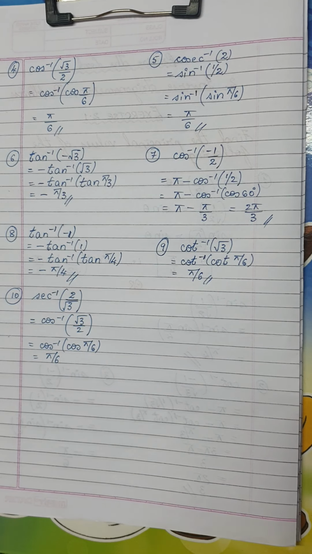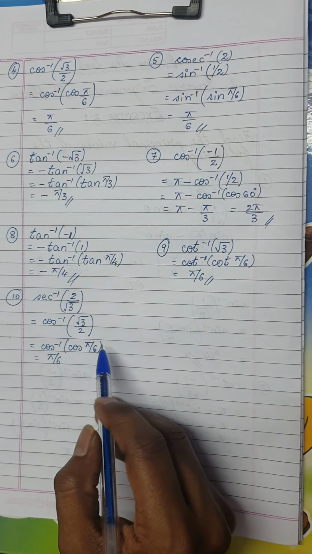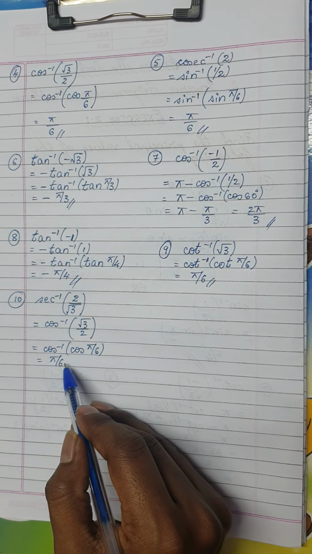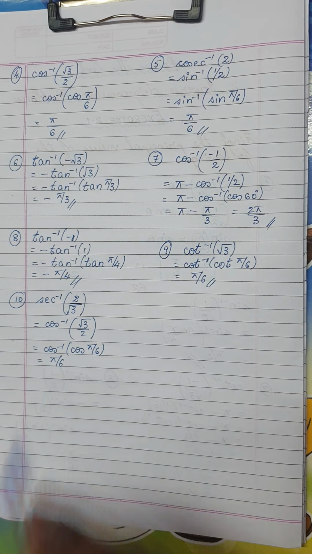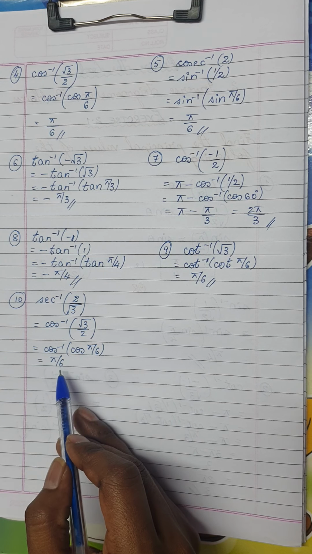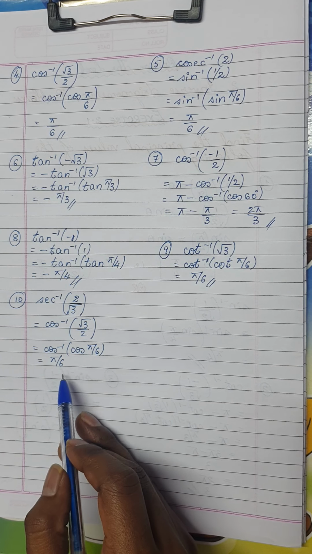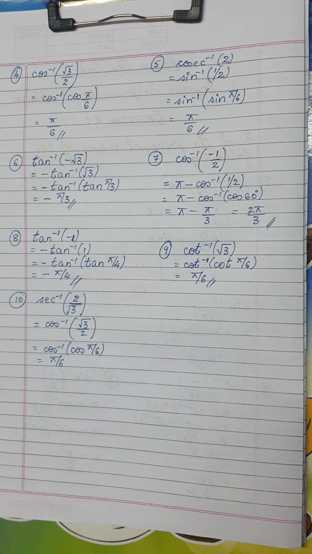And you might be wondering, sir, this is in radian measure. If we write 30 degrees directly, do we lose marks? No. If you write 30 degrees in degree measure also, you will get the 1 mark. Okay.